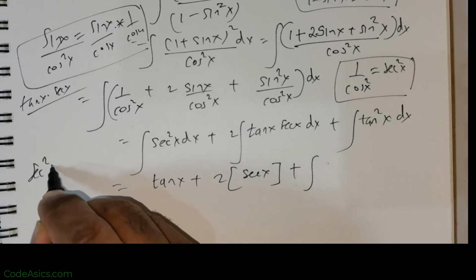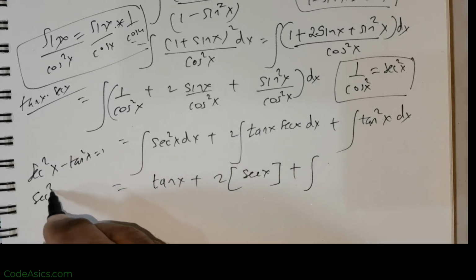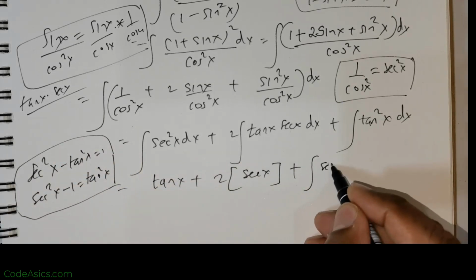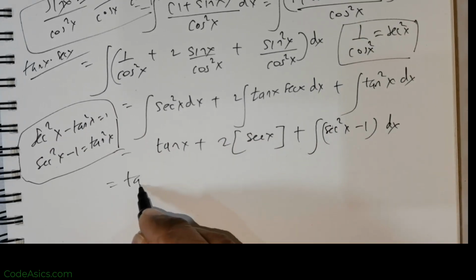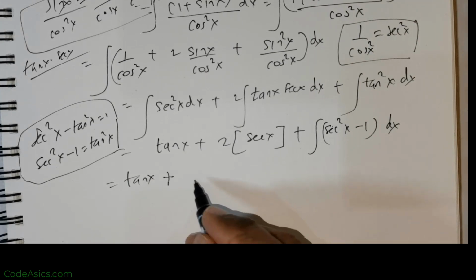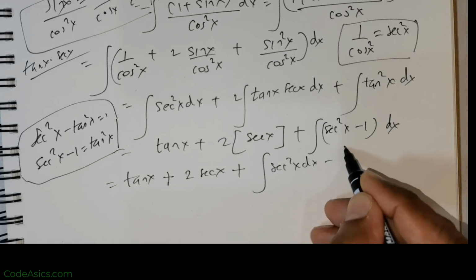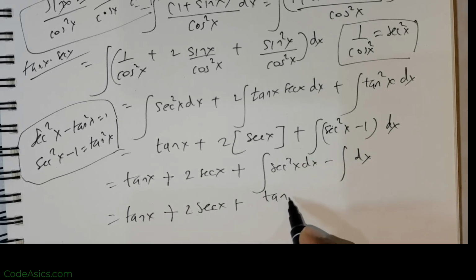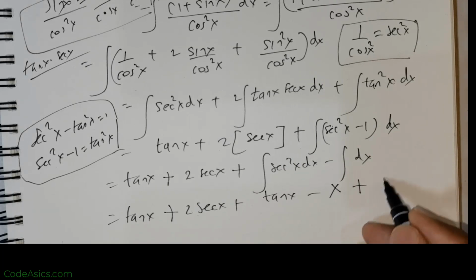I'm going to write tan squared x by this formula: secant squared x minus tan squared x is equal to 1. So secant squared x minus 1 is equal to tan squared x. So this is going to be secant squared x minus 1 times dx. So this is tan x plus 2 times secant x plus integral secant squared x dx minus dx. So this is equal to tan x plus 2 times secant x. Integral of secant squared x is tan x. Integral of dx is x plus arbitrary constant c.